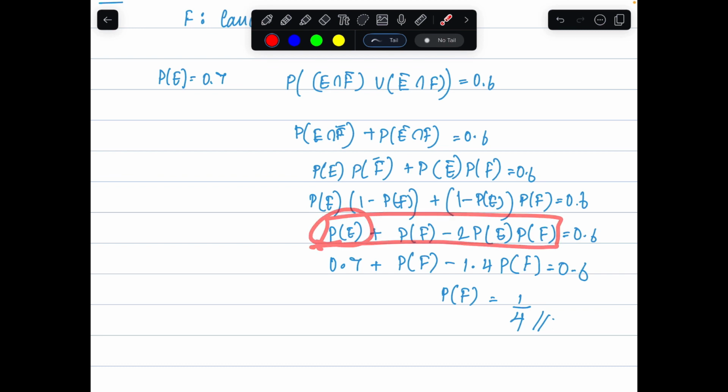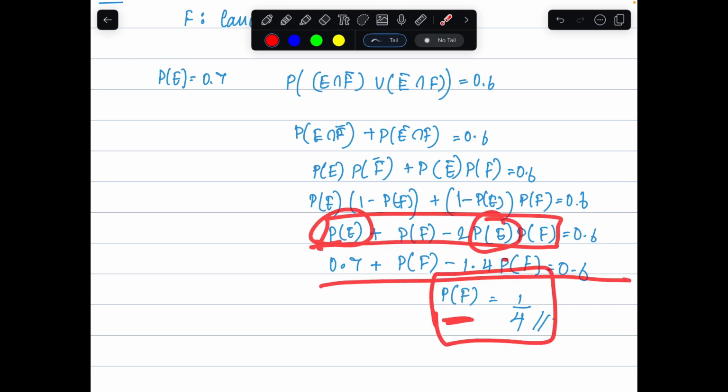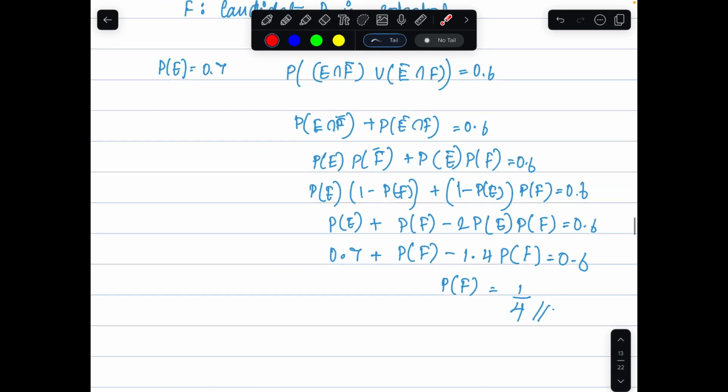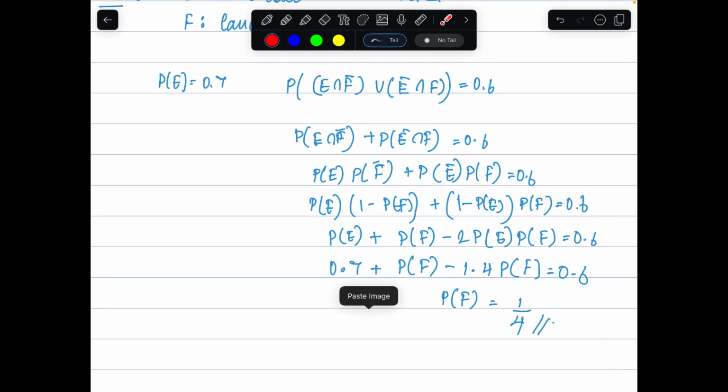P of E you already know. Here also P of E you already know. This is what you will get. And when you solve it, you will get P of F as 1 by 4. Alright. So this is the probability of B getting selected. Now since this is given in fraction, you can convert it to decimal. You will get 0.25.